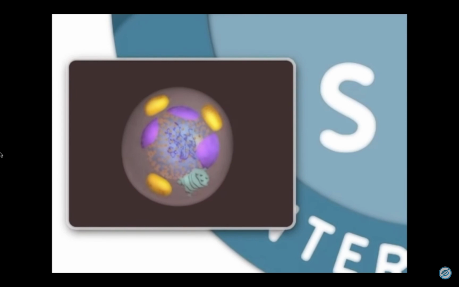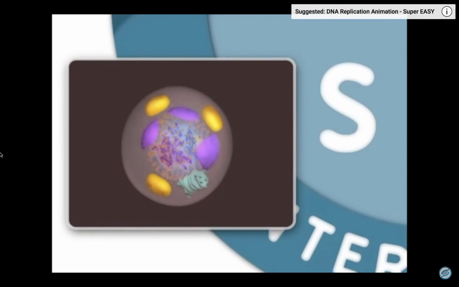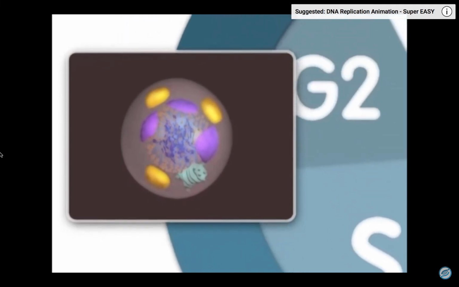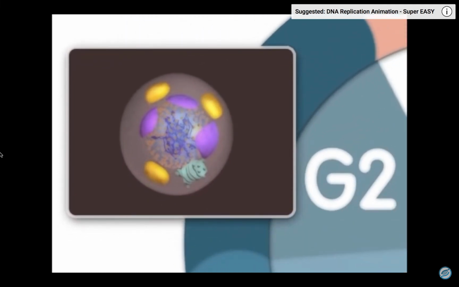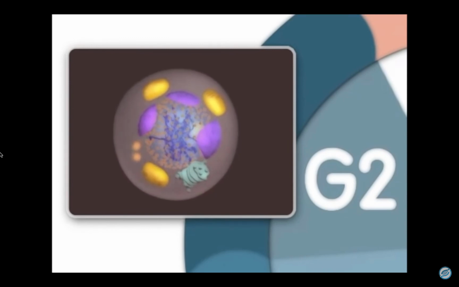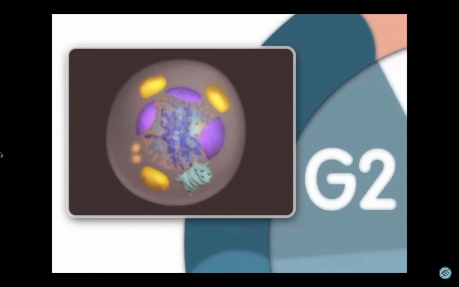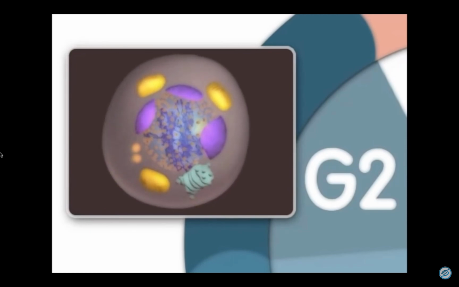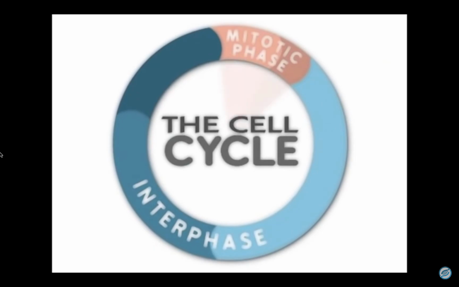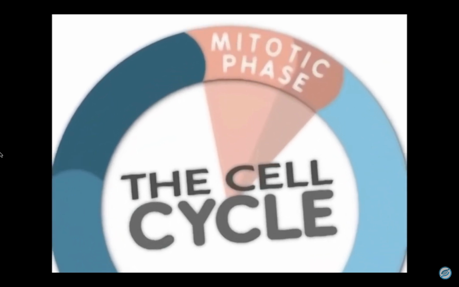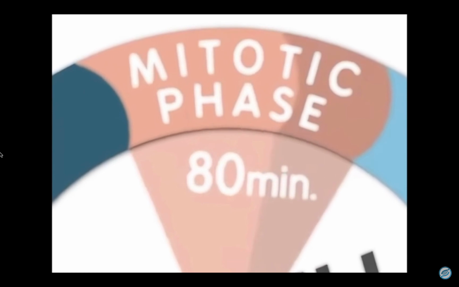This is an important stage because it is during the S phase that DNA in the nucleus is replicated. The cell next enters another growth stage called G2, or gap 2. It is during G2 that the cell finishes growing. Once the cell has duplicated DNA in the nucleus and two centrosomes have appeared in the cytoplasm, mitosis can begin. For a typical eukaryotic cell, this will last about 80 minutes.